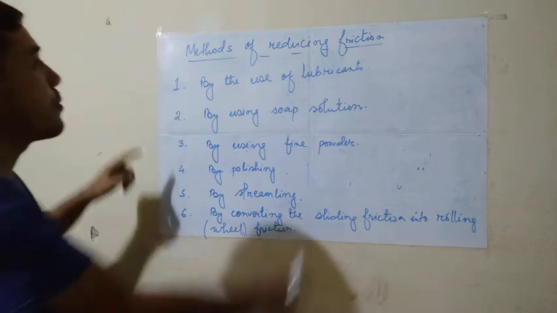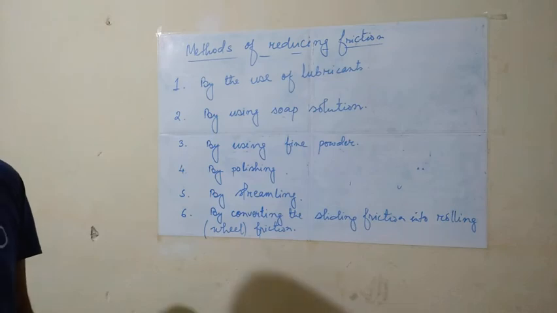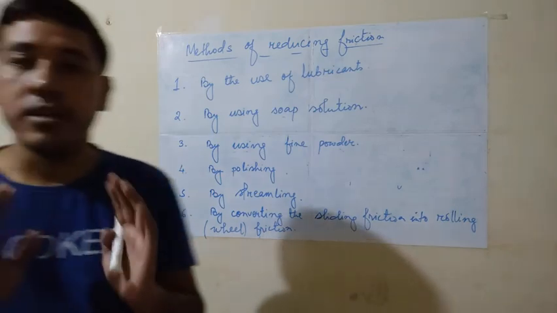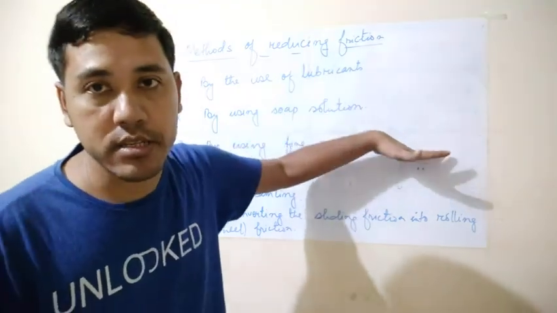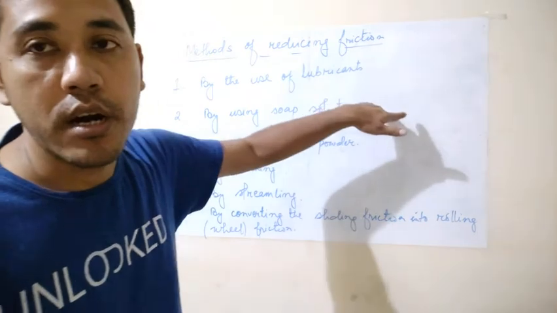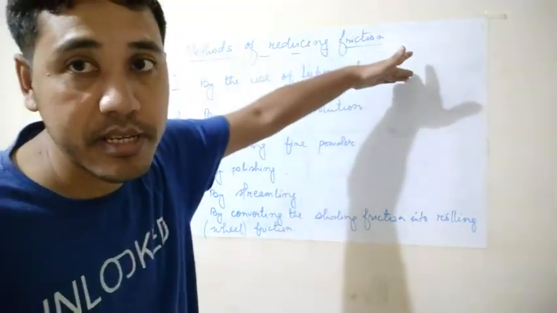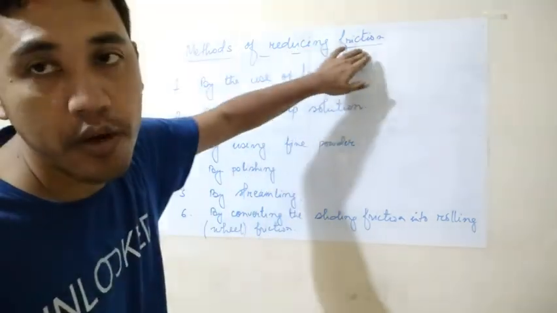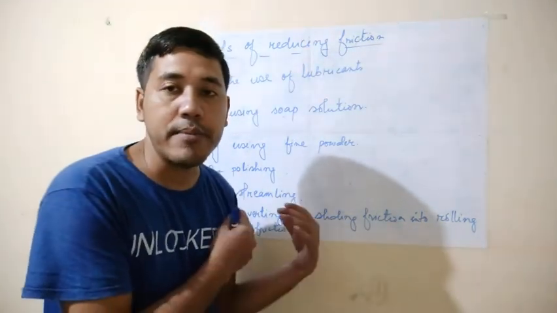Please copy down this part. Students, these are the most important parts of this chapter on friction. This part is the disadvantages, and the last one is how to reduce friction. Please copy down whatever I have given here.